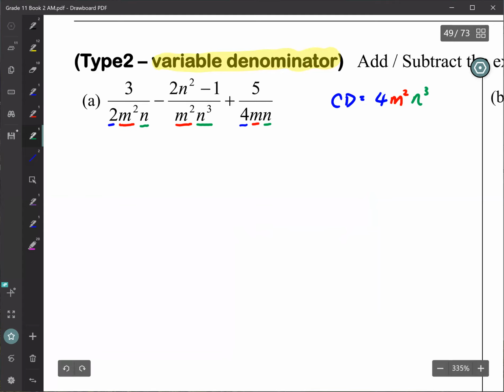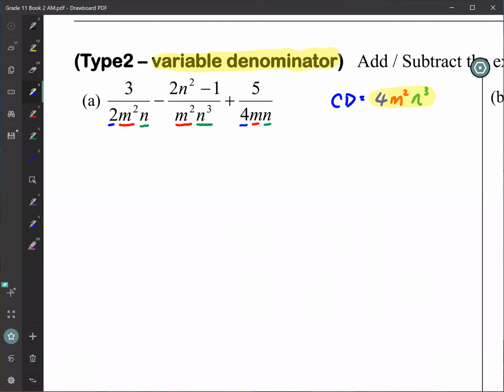So now if you look at this denominator that we got, inside there, I can take out 2m squared n. It's big enough to cover every single denominator. For the second fraction, I have m squared n cubed. Common denominator also has that, right? The third one has m and n. Inside I can also see m and n. Okay, so that's how you choose the common denominator.